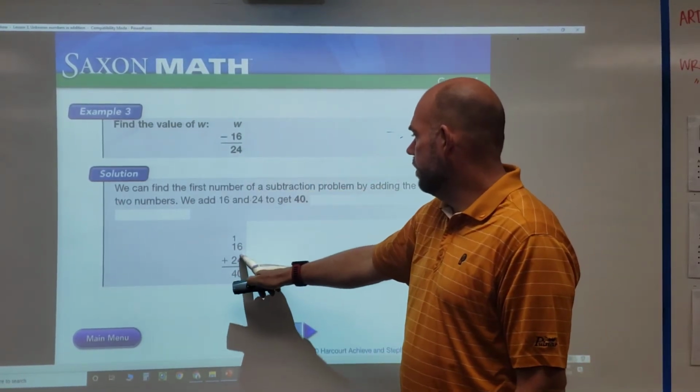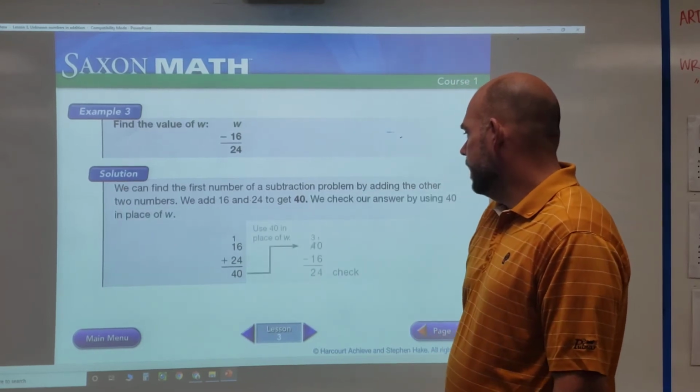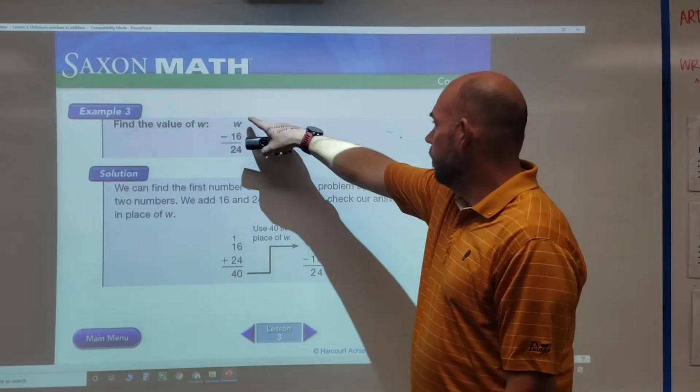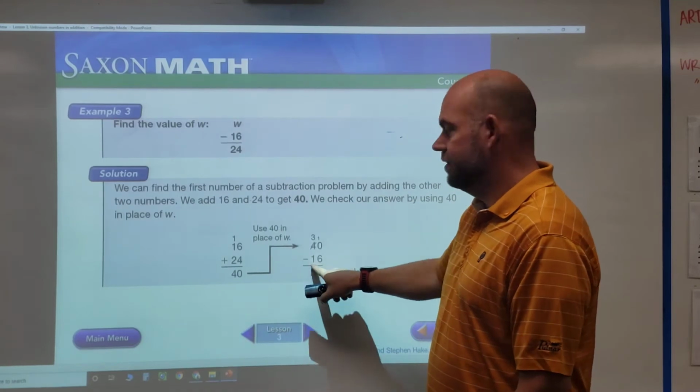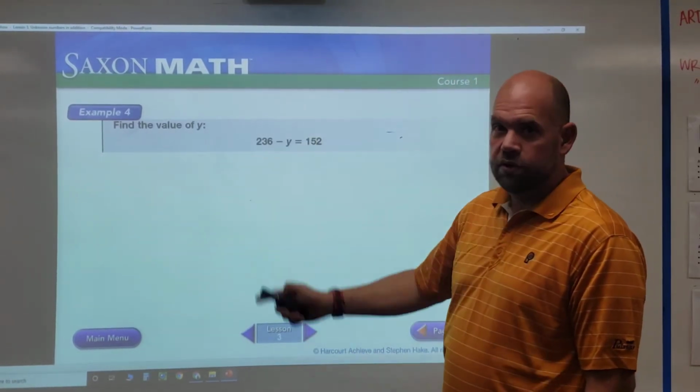Here, we've gone ahead and flipped it and done 16 plus 24 equals 40. And then we can check our work by doing 40, which would be W, minus 16 equals 24. Okay? So here we're doing the same.